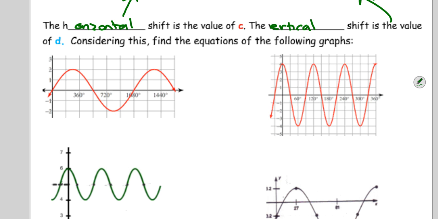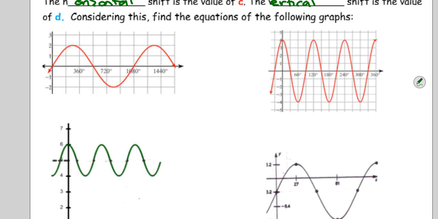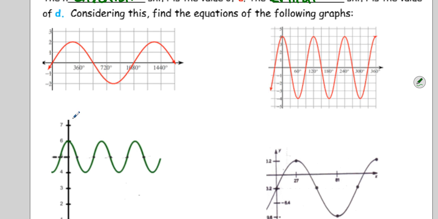Considering this, find the equations of the following graphs. Is it 3 sine x? First of all, it doesn't look like there's been any horizontal or vertical shifts, because it just seems to go from here to here. Would you say it's a sine or a cos? Which one matches it the most? This one, sine or cos?